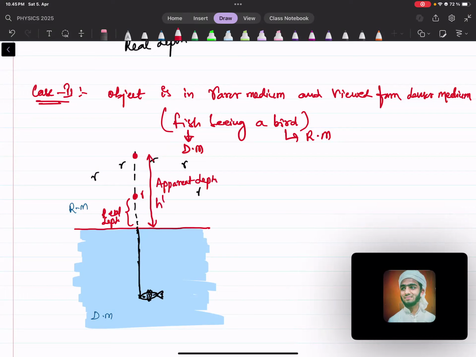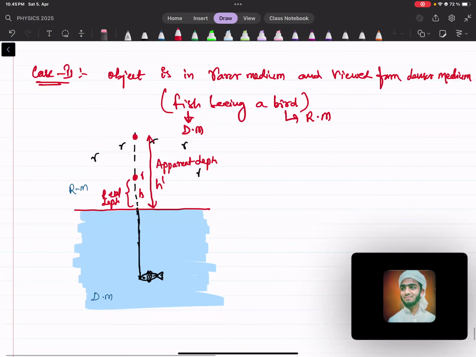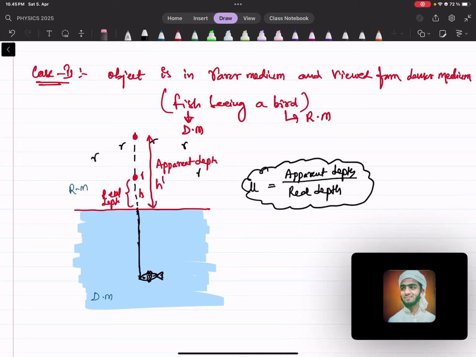That is nothing but h dash, and this one is right now for me h. Clear? So for the fish, the bird appears to be far. At that time, how do you calculate the refractive index? Mu is equal to apparent depth divided by real depth. This is the formula. So mu is equal to h dash divided by h. So apparent depth is equal to mu into h.